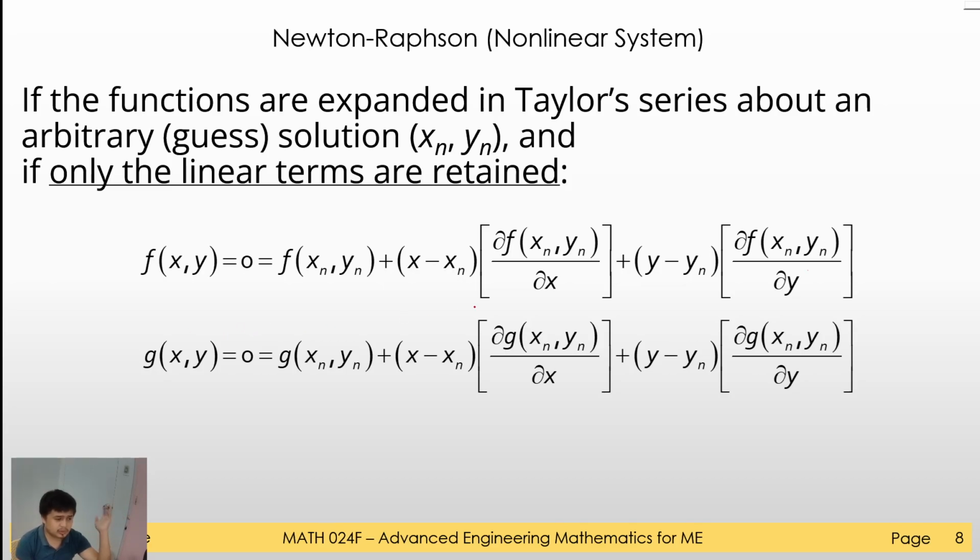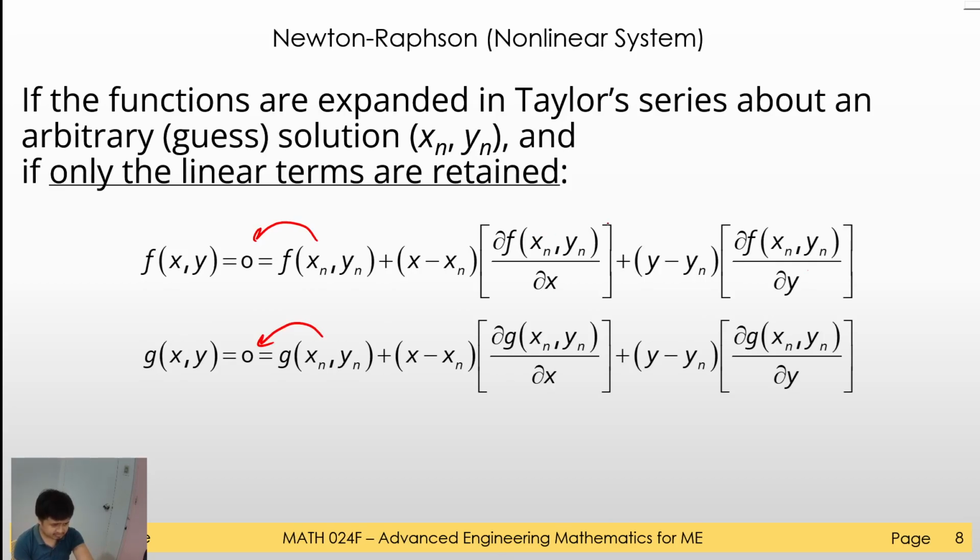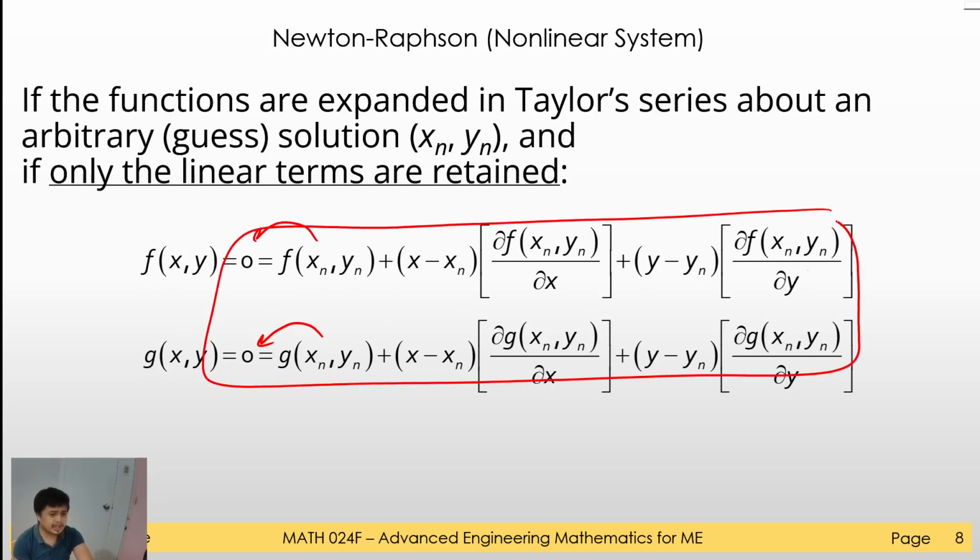With this knowledge, we can also do that for the other function. We can create an iteration function that will help us solve for the approximation of x and y. Manipulating this, we can transfer f of xn and yn and g of xn and yn to the other side, so they become negative. And then we can transform this system of equations into its matrix form.